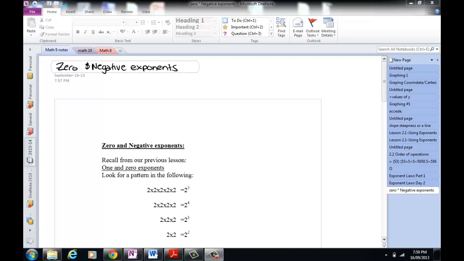Alright, today we're looking at our fifth lesson for exponents, and we're going to look at a zero exponent, which we've already kind of seen, and negative exponents, which we did see just very briefly on the first lesson.